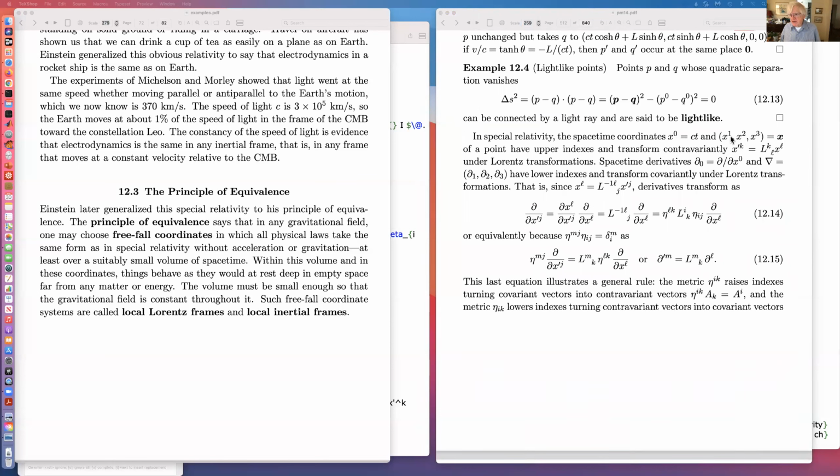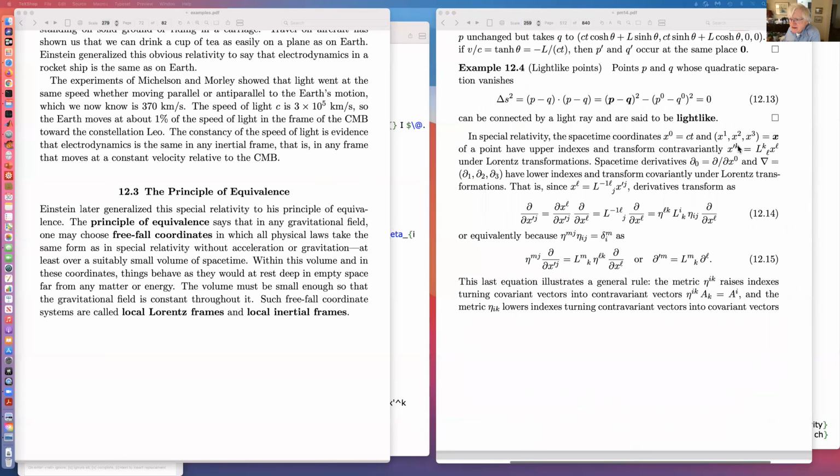I was using upper indexes for the coordinates. X0 is C times T, and X1, 2, 3 are the 3 components of the space vector X. We say those transform contravariantly, which is an awfully big word. What we mean by that is that they go this way under a Lorentz transformation. In other words, you just write X prime equals matrix L times vector X.